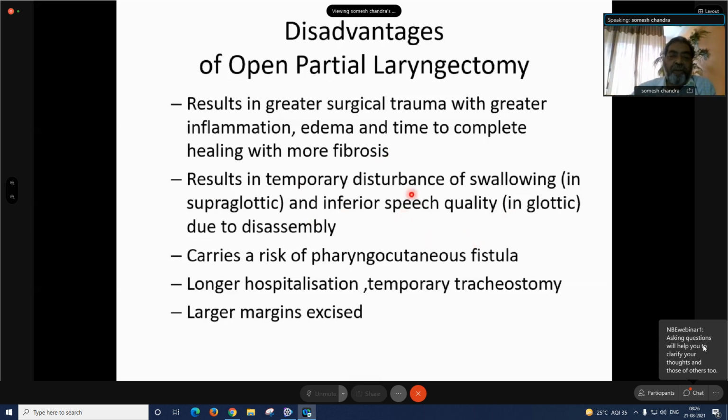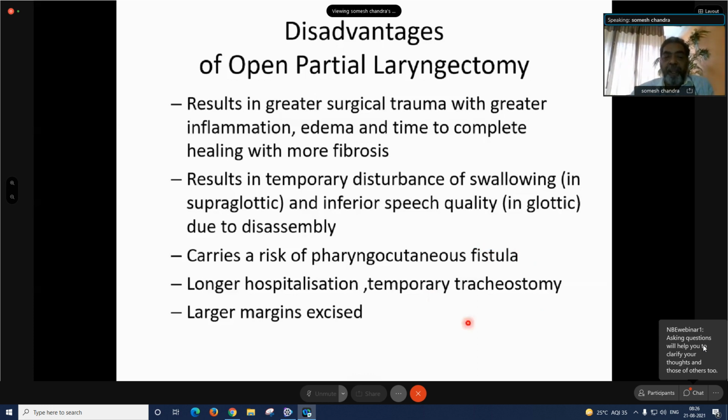This is compared to endoscopic procedures. It carries the risk of pharyngocutaneous fistula, yes, because you have cut across; it's a transcutaneous procedure. This would apply to supraglottic horizontal laryngectomies, where you actually enter the pharynx, and supracricoid laryngectomies, where you again enter the pharynx. This does not apply to a vertical partial hemilaryngectomy. They require hospitalization, preparatory custom.